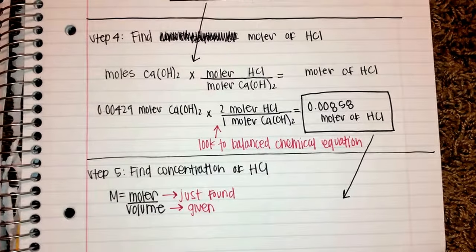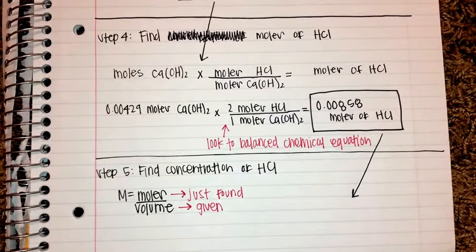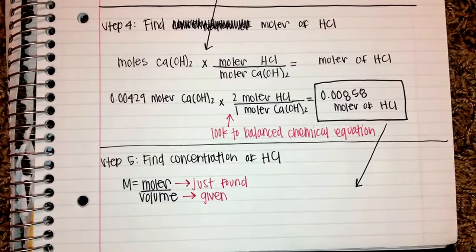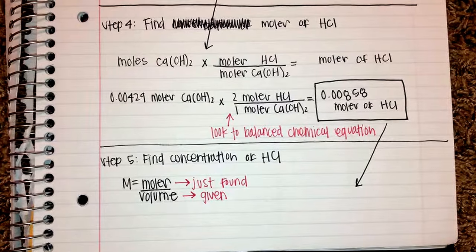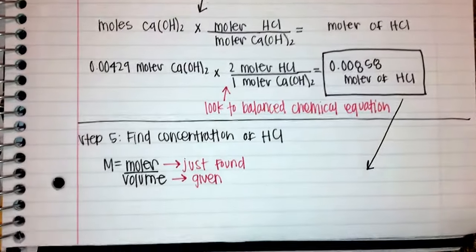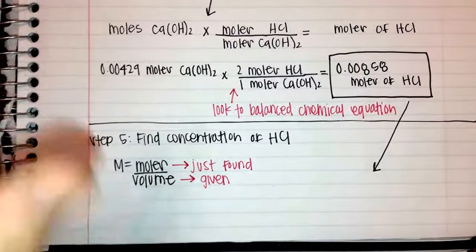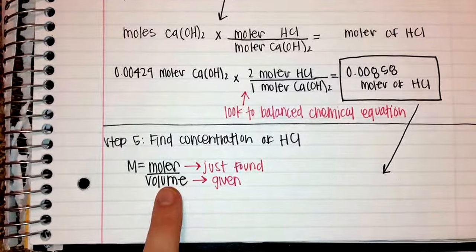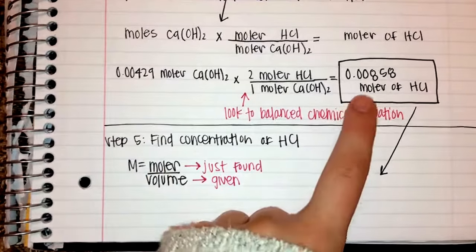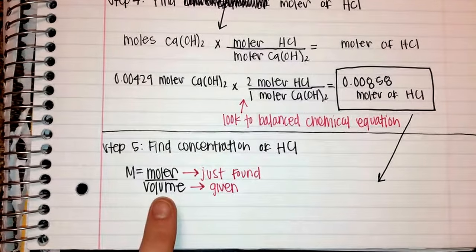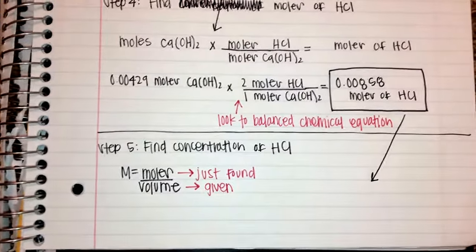Step 5, we're going to find our concentration of HCl, which is what the problem is asking for. We are going to use the molarity equation, the concentration equation, in order to find the concentration of HCl. We're going to use the moles of HCl over the volume of HCl. The moles of HCl was just found right here. And we're going to divide that by the given volume. So let's solve it.